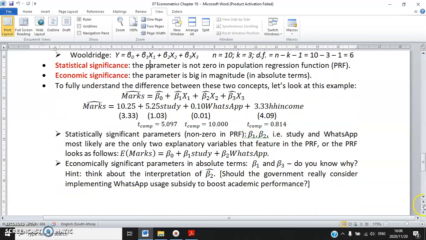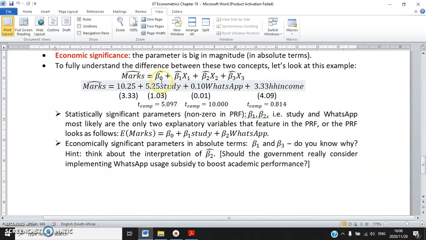Okay, so let's look at this example. Marks explained by study hours, WhatsApp usage, and whether you have a WhatsApp study group, and HH income means household income. Then I give you the standard error of each parameter, and I even work out the computed t-stat for each one. And then looking at the computed t-stats, I think these are the two that are statistically significant. But look at the last computed t-stat, very low, very weak, okay, only 0.814. Then if we conduct the hypothesis testing, I think only B1 and B2 would come through actually.